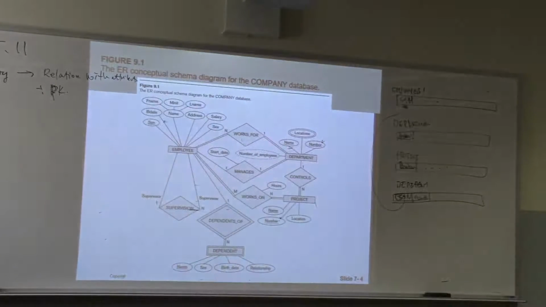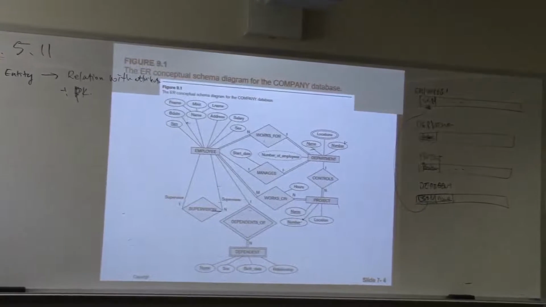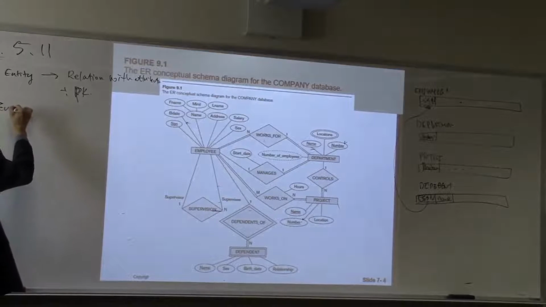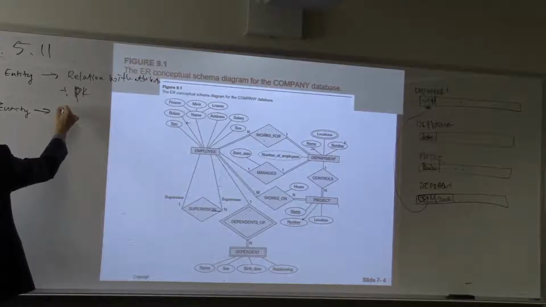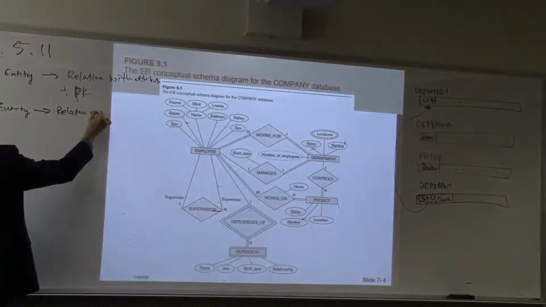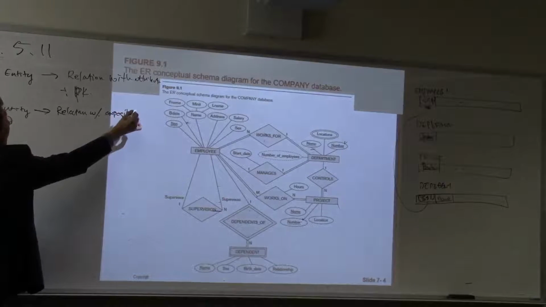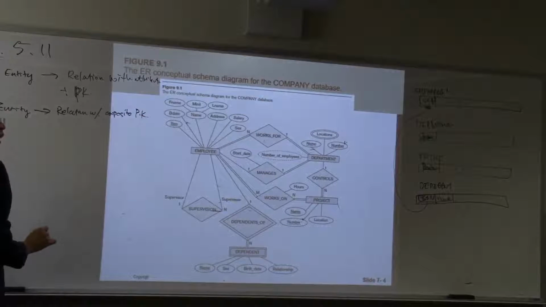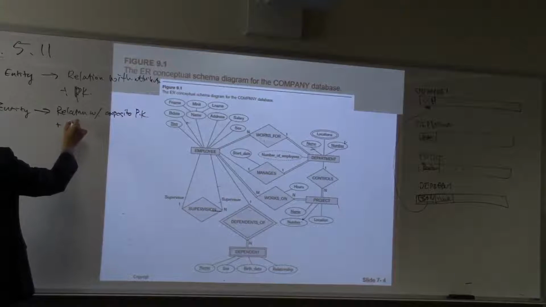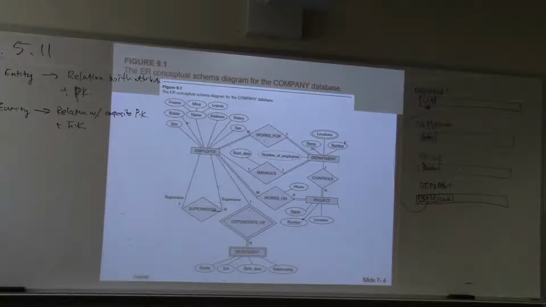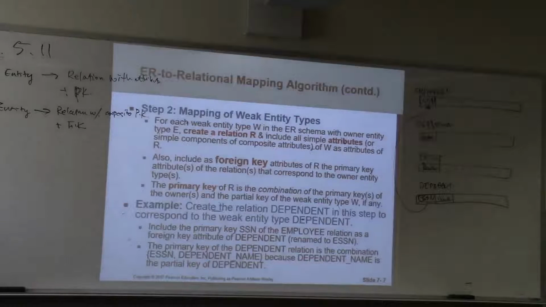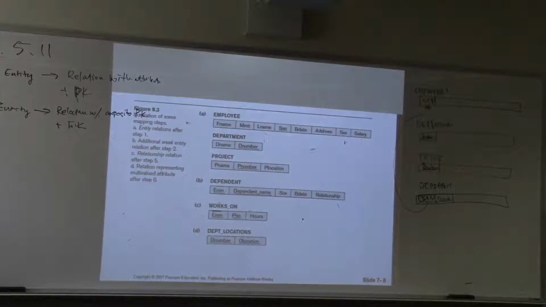Okay, it's very simple. The next step is the weak entity. How can we handle a weak entity? First, create the relation with a composite primary key. And also we need to create the foreign key for the identifying relationship. That is the second step. So that is how we handle the weak entity to create the relational model.